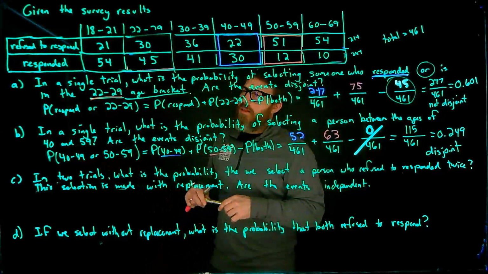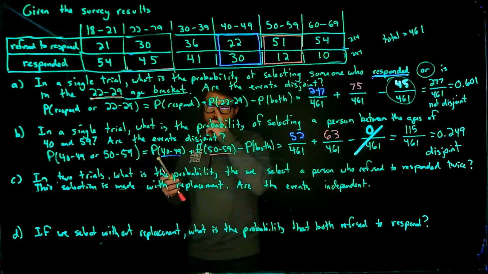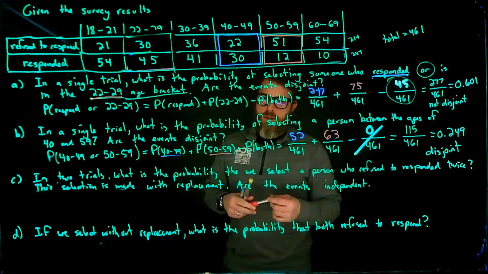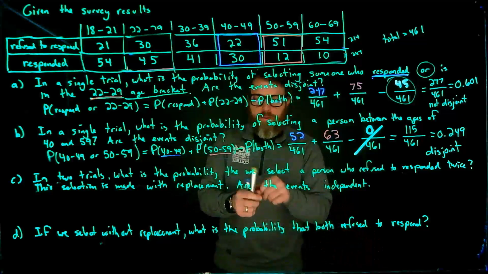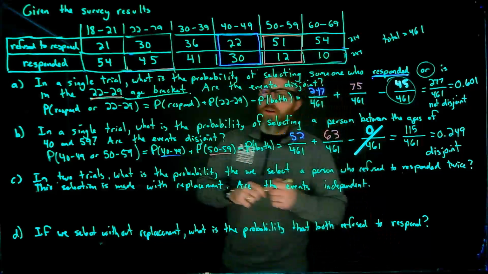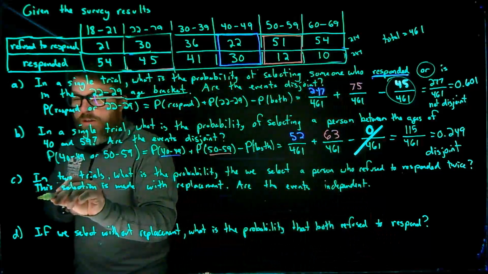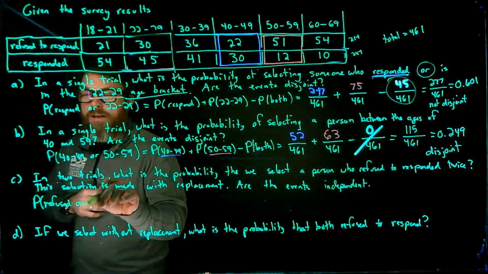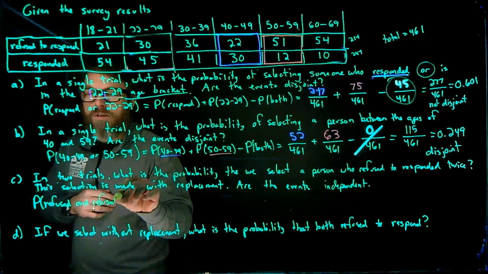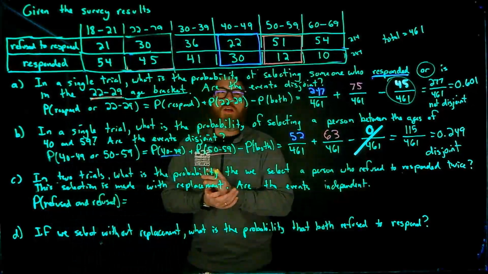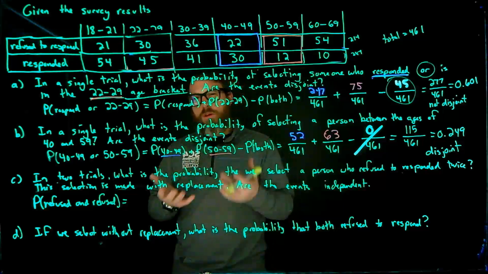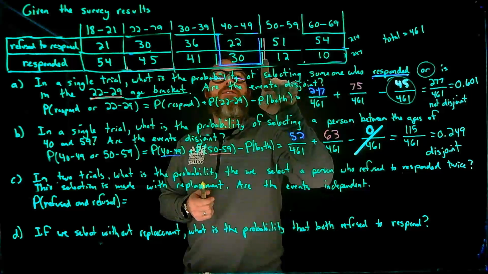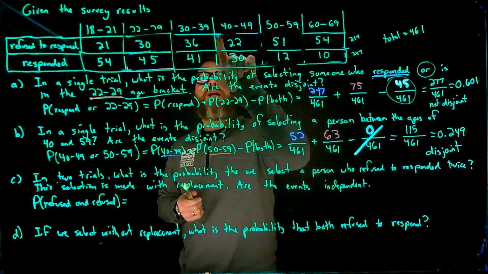All right. So the last two asks in single trials. What is the probability that we select a person who refused to respond twice? So really, I'm just asking, in two trials, what's the probability that they both refuse to respond? So what I'm asking for is, what's the probability of refused first and refused second? Now we have to ask ourselves, are the selections being made with replacement or without replacement? Do you put that person back after you successfully select them, or do you not?